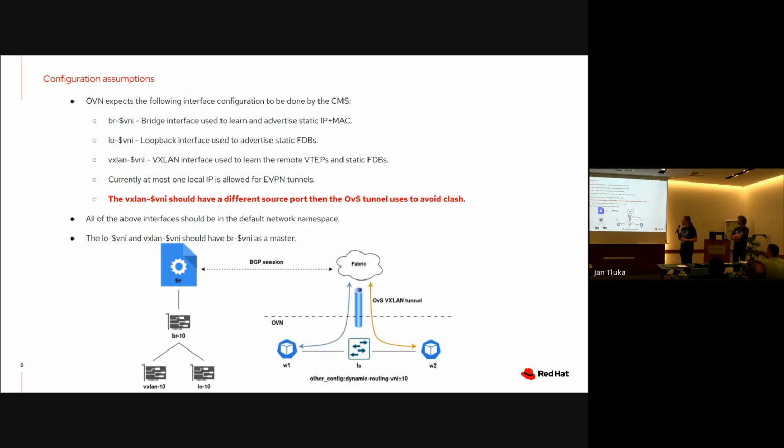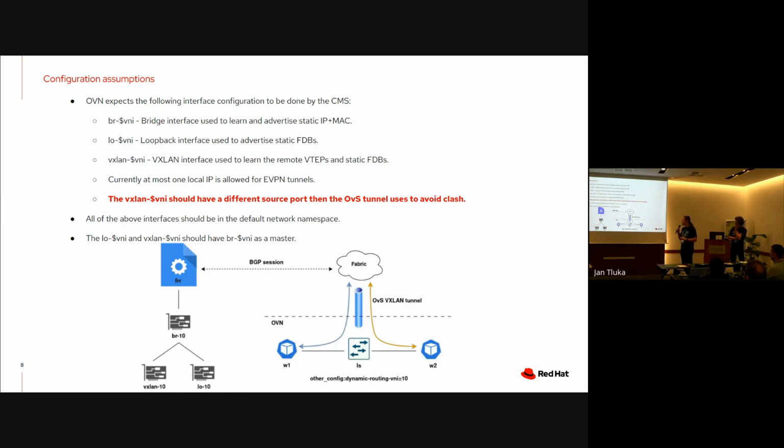We need a loopback interface, and we have particular naming right now hard-coded in OVN that might be subject to change, but we need a loopback interface, which is LO- and the VNI number. That one is used to advertise static FDBs from OVN. Then we need a VXLAN interface with VXLAN-VNI. That one is used to learn remote VTAPs and static FDBs.